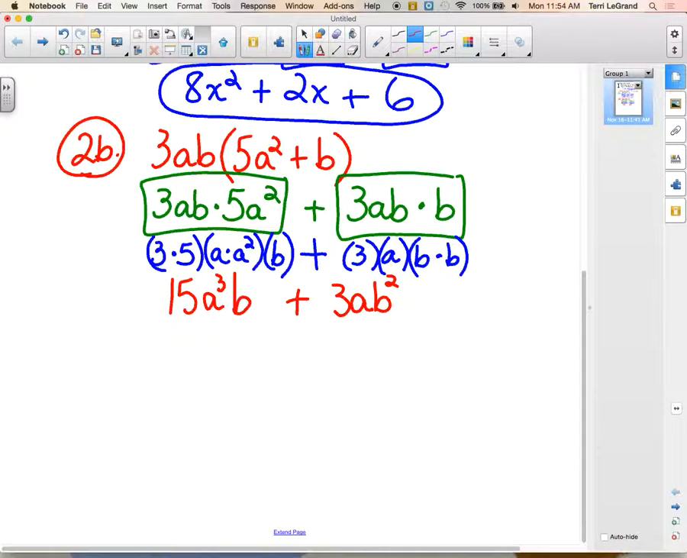And can it be cleaned up? No. How do we know if these guys can be added together? There's 15 of these, and there's 3 of these. How do we know if they can be put together and say there's 18 altogether? How do we know? If what's the same? The variable part. Are a cubed b the same as ab squared? No. In other words, do the variable parts match? A cubed b, is that the same as an ab squared? No. So we stop and say, you know what? There's our polynomial answer, our product.